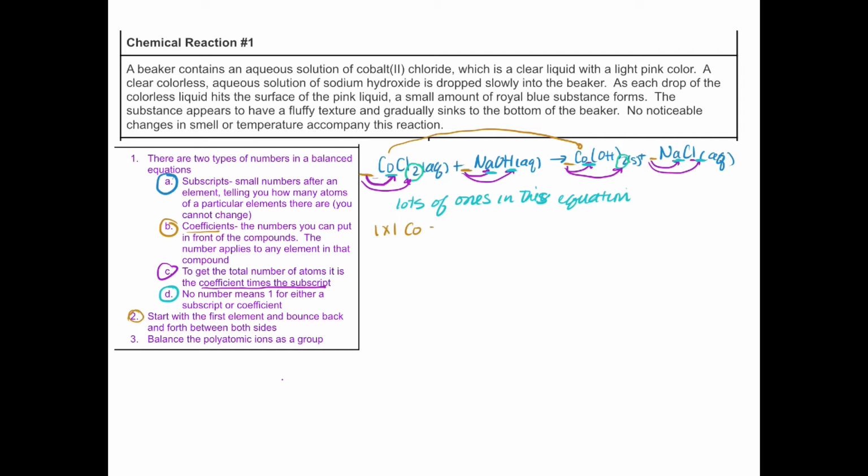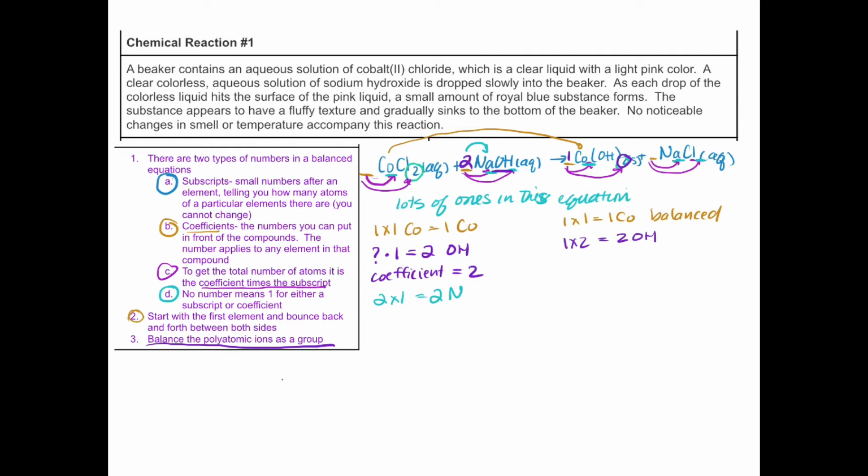Then we're going to start with the first element. 1 times 1 gives me 1 cobalt on the left and 1 cobalt on the right. And then we're going to jump to our hydroxides. 1 times 2 gives me 2 hydroxides, so I need a coefficient in front of NaOH, which is going to be 2. And then this means that I have 2 sodium on the left, so I need 2 sodium on the right, so I'm going to add a 2 in front of NaCl. And then this means I have 2 chlorines, and I already have 2 chlorines on the left, if you can see. And so our equation is balanced.